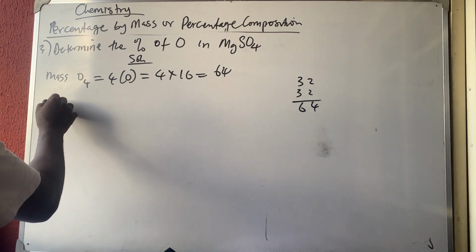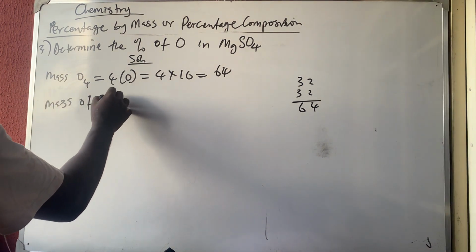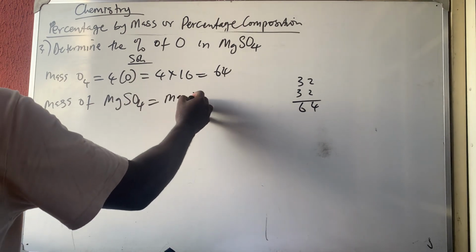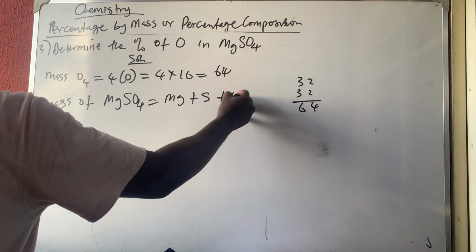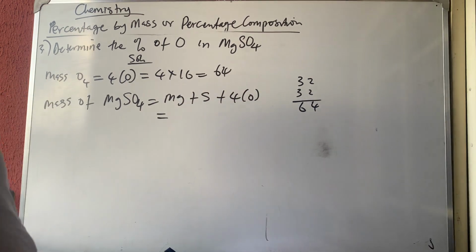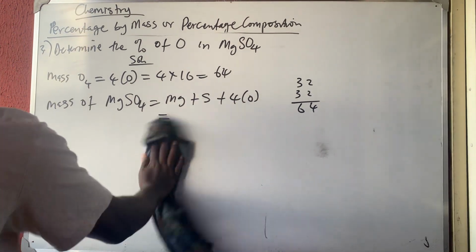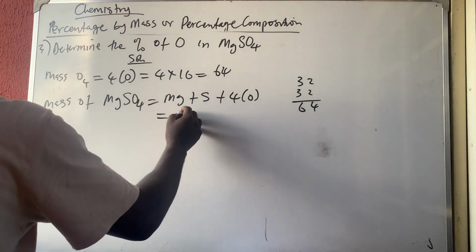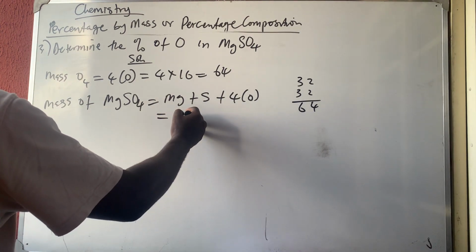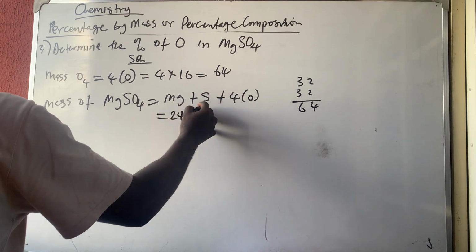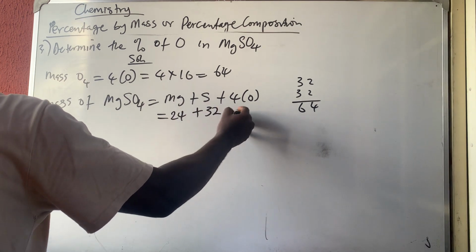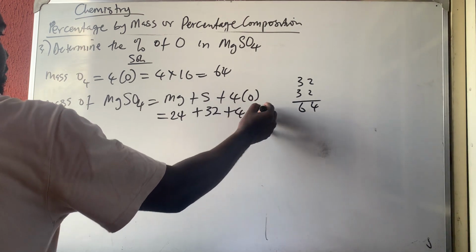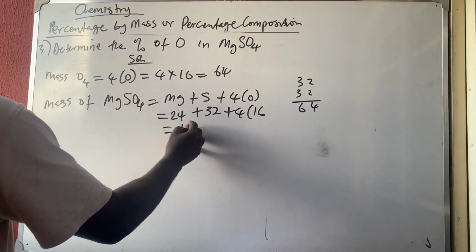Then the next one is now the mass of MgSO4, which is what? Mg plus S plus 4O. So everything is giving me 120. So Mg is what? Mg is 24, don't forget. 24 plus what? 32 plus 4 into what? 4 into 16. So everything there gave me 120.